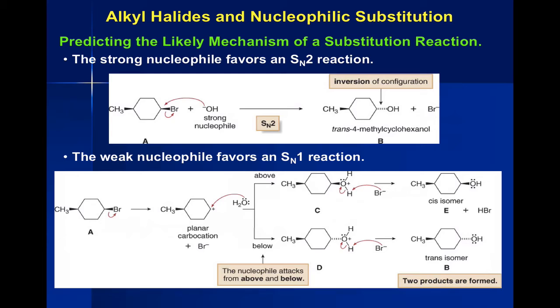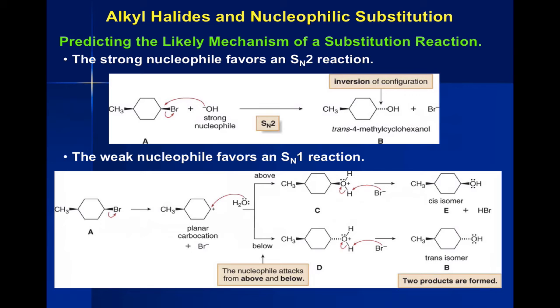So if we have a strong nucleophile and a good electrophile, in this case it's a secondary alkyl bromide. Bromide is a very good leaving group. Secondary can do both SN1 and SN2, but we got a strong nucleophile. That's going to favor SN2, and this is the only thing you'll have in your reaction mixture.